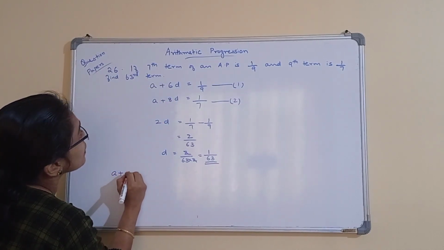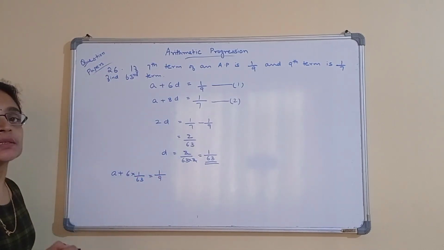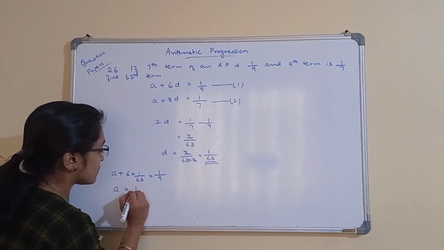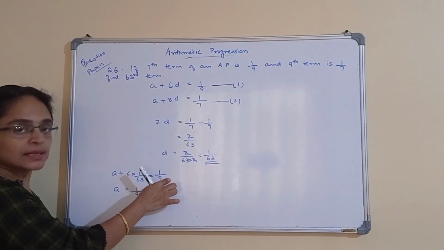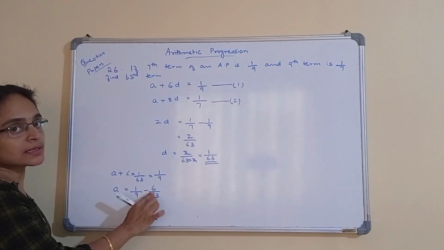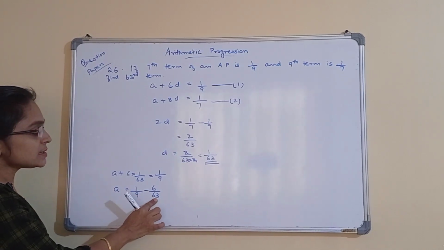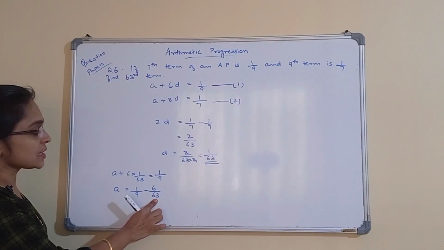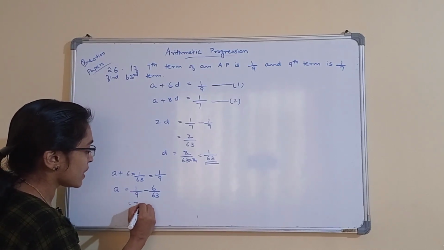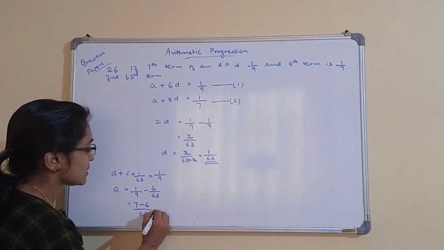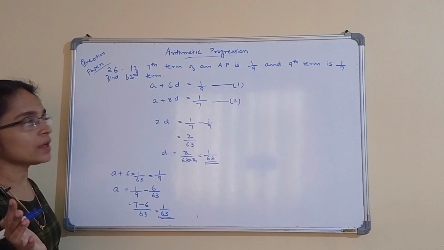a plus 6 into 1 by 63 is equal to 1 by 9. So what is a? a equal to 1 by 9 minus 6 by 63. Taking this to the right hand side, we will get minus 6 by 63. What is the LCM here? It is 63 because 9 sevens are 63. So if we take the LCM, we will get 7 minus 6 by 63, which is equal to 1 by 63. So a is 1 by 63 and d is 1 by 63.